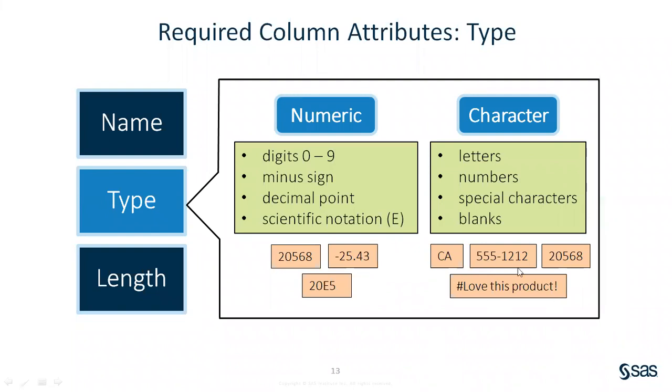All right, being an analyst, it is very important to understand the types of columns in SAS. We have two types of columns, numeric and character. All the digits, including decimals, minus signs, and the notation E, which denotes exponential values, are numeric. Whereas characters can be letters, numbers saved as characters, special characters, and blanks.